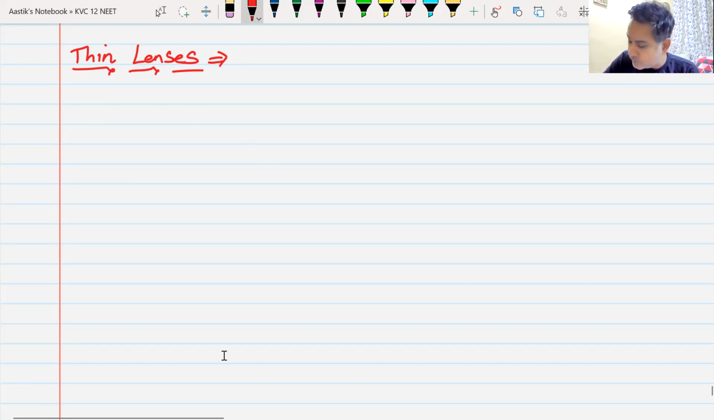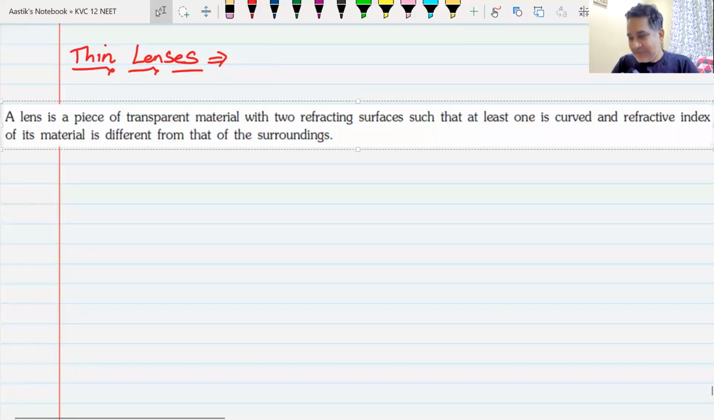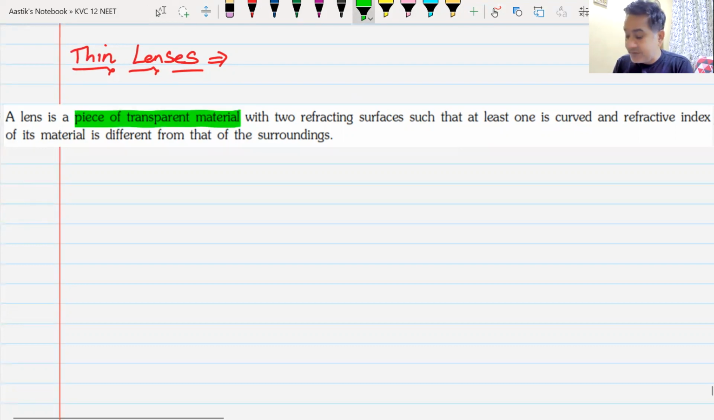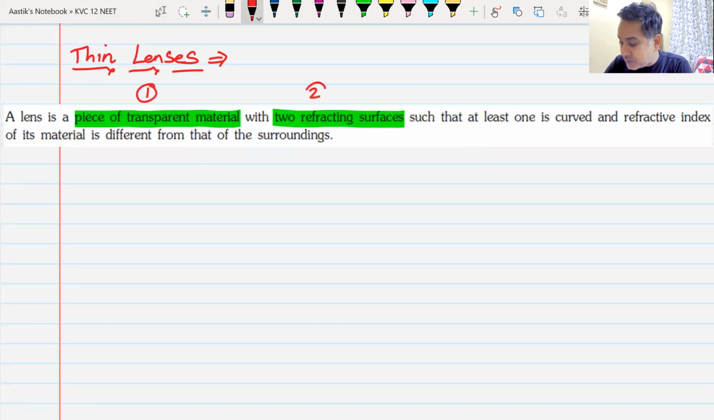It's a transparent material with two refracting surfaces. Yes, that is exactly correct. Whenever we talk about a lens, there are 2 or 3 points that you must remember. It is a piece of transparent material. Point number one, it is made up of a transparent material. Point number two, it has got two refracting surfaces. It must have two refracting surfaces.